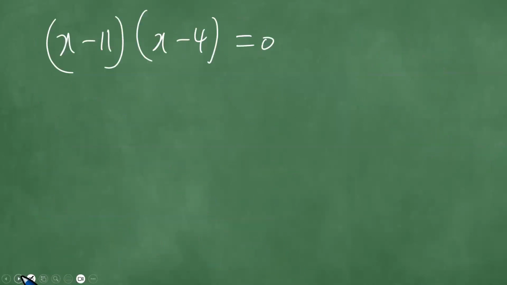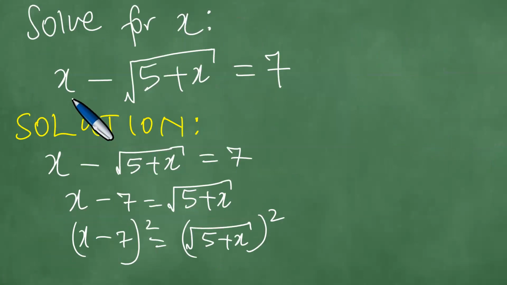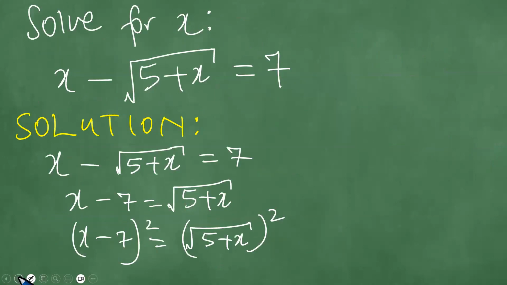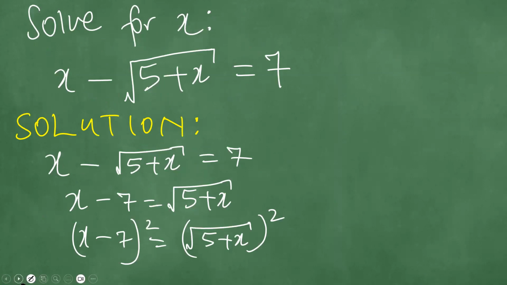Okay. So what is this? Which means x is 11 or x is 4. But we're checking against this one here: x minus the square root of 5 plus x equals 7.